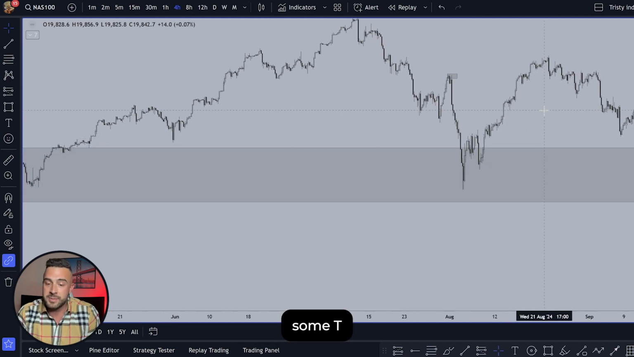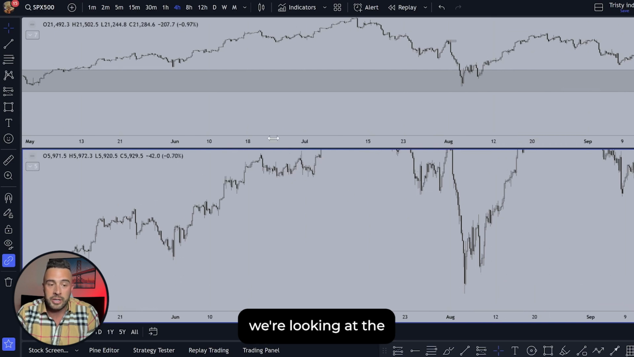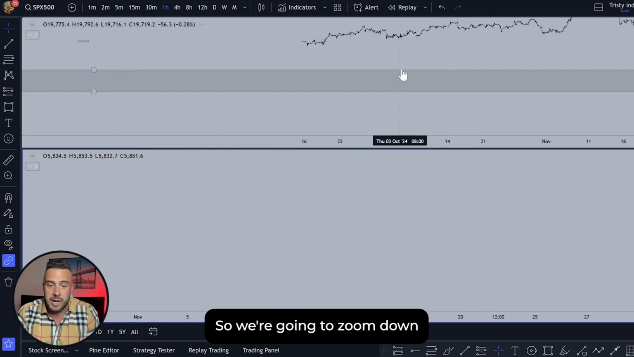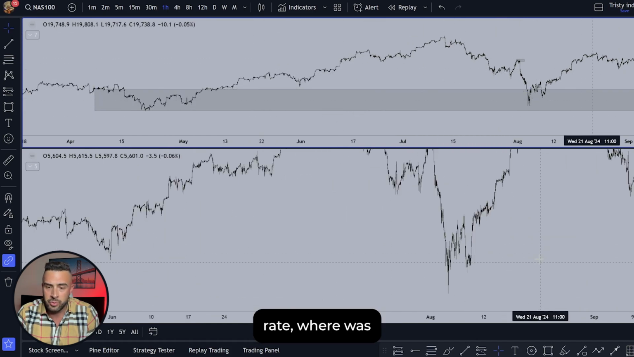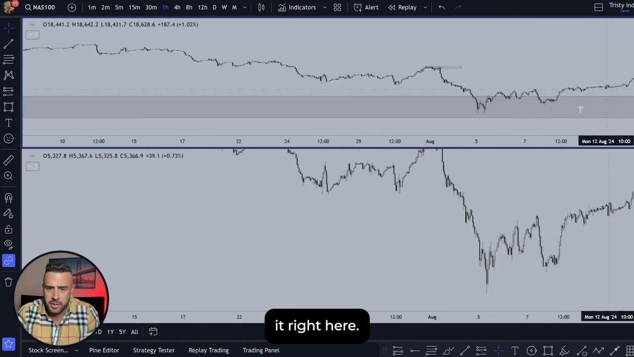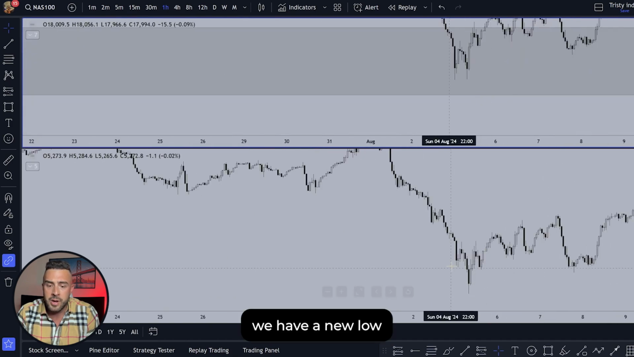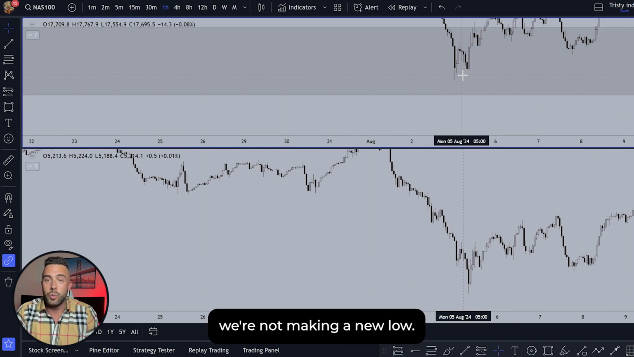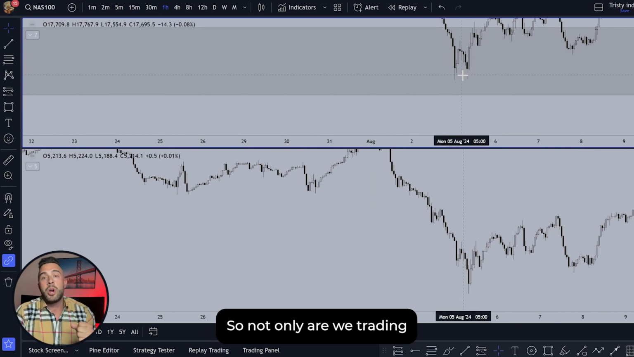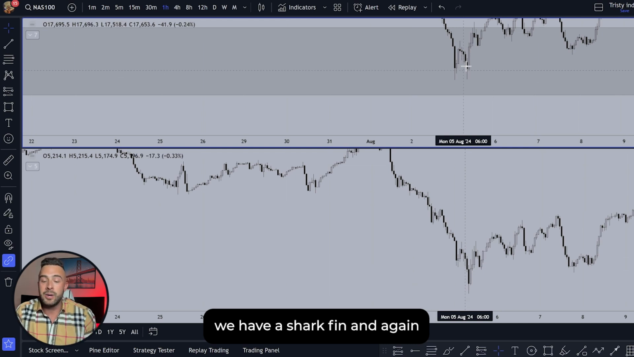Now let's pull up the SMT from the previous video and see if we have something else. So right now we're looking at the 4-hour time frame. We're going to look at the 1-hour time frame, so we're going to zoom down a little bit. If we go to, where was it? Right here. You can see on this chart, we have a new low being made on ES, but on NQ, we're not making a new low. So not only are we trading into a weekly block, we have a shark fin, and again, we have SMT.